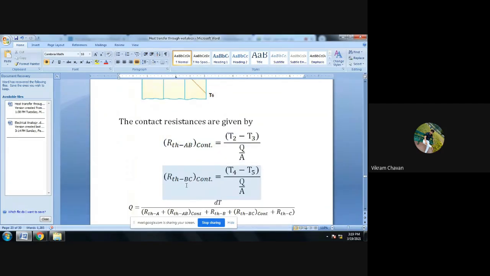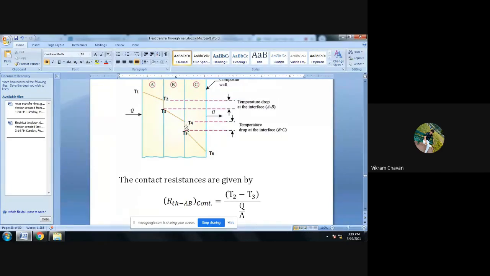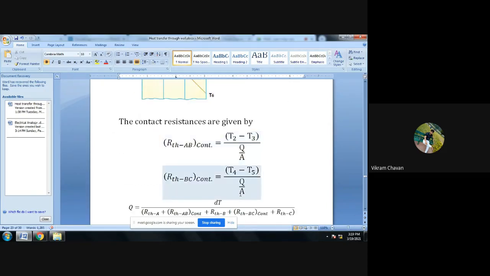Similarly, the thermal contact resistance between the B and C wall will be given as T4 minus T5 divided by Q divided by area. T4 is the exit temperature of the B wall and T5 is the entry temperature of the C wall. The difference between them is the temperature drop at the interface of B and C, divided by Q divided by area. That will provide you the thermal contact resistance between wall B and wall C.